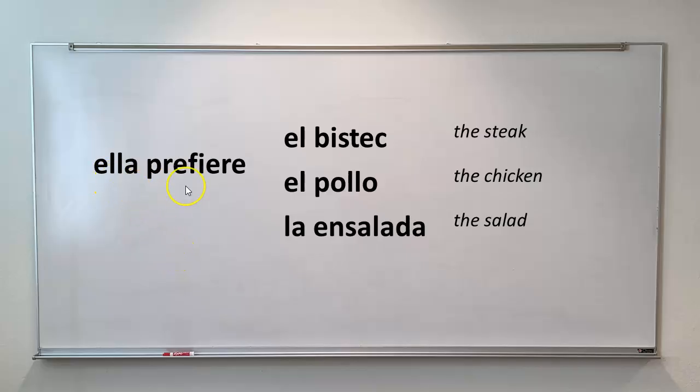So, ella prefiere means she prefers. If I want to say she prefers the steak, then I would say, ella prefiere el bistec. If I want to say she prefers the chicken, then I would say, ella prefiere el pollo. She prefers the salad. Ella prefiere la ensalada.